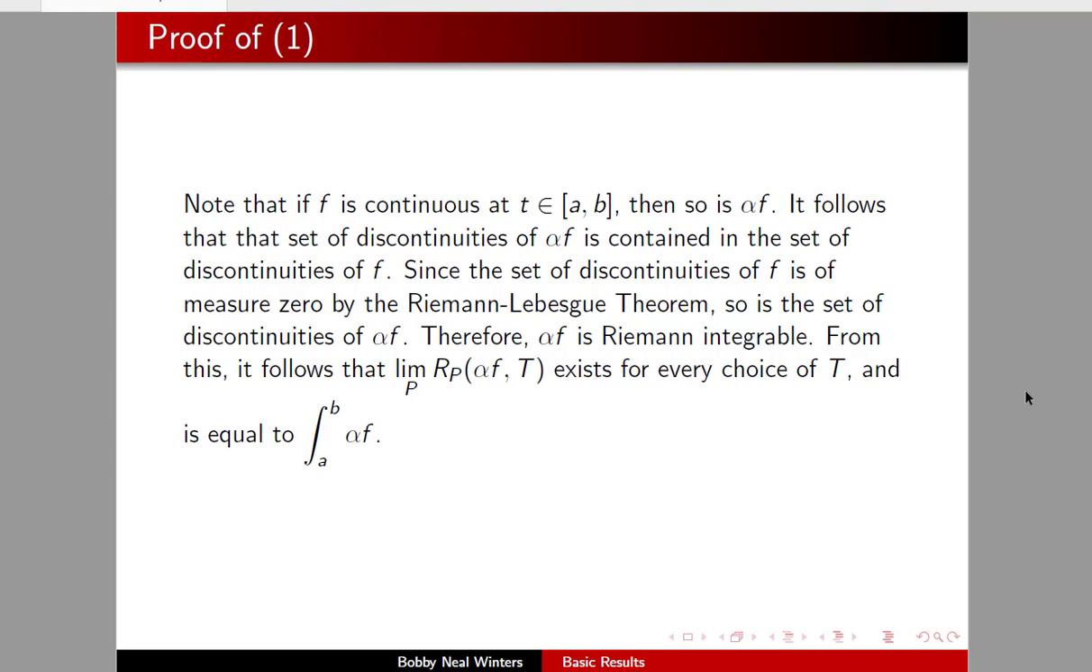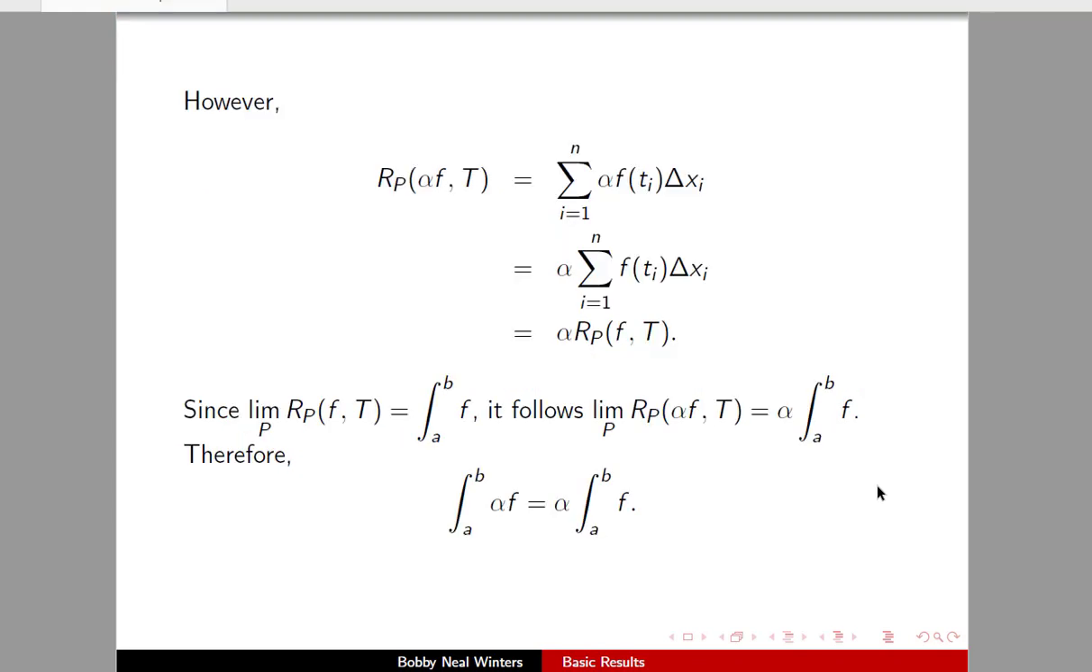From this, it follows that the limit on P of R_P(alpha f, t) exists for every choice of t and is equal to the integral from a to b of alpha f. Okay. Now, we can take that R_P(alpha f, t) and by very simple rewriting find it is equal to alpha times R_P(f, t).